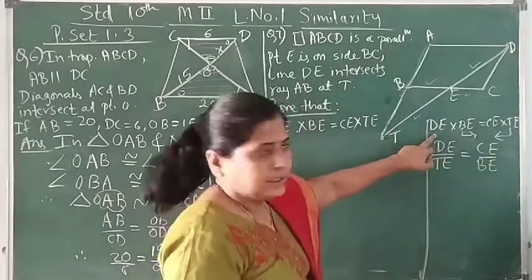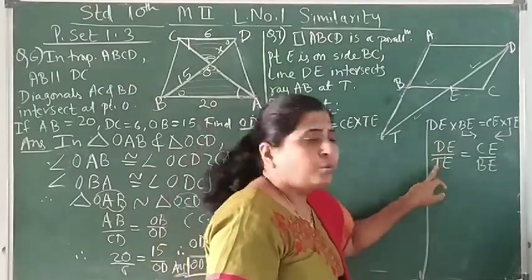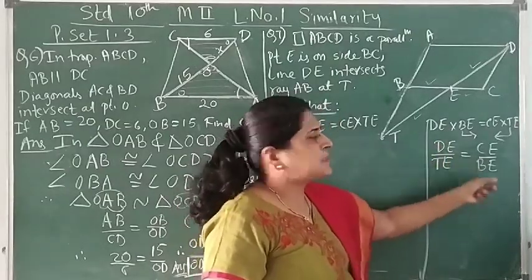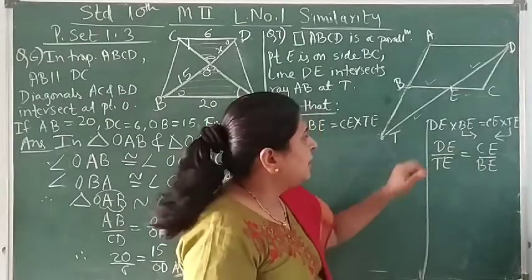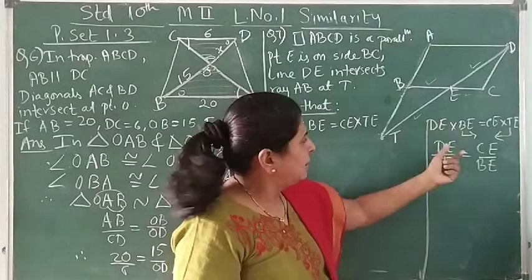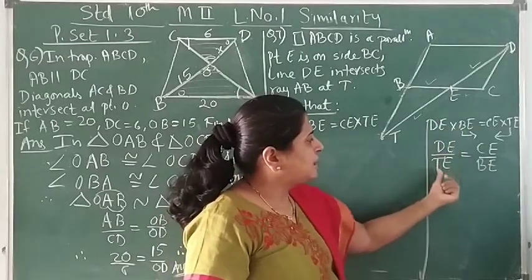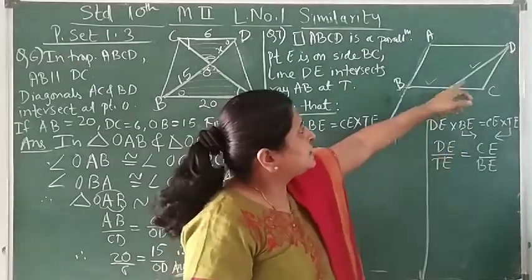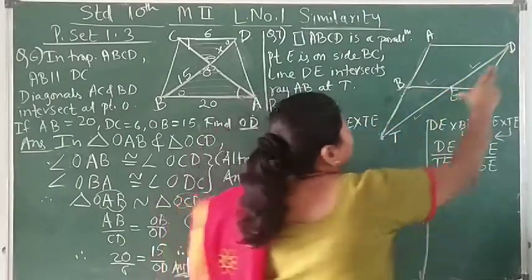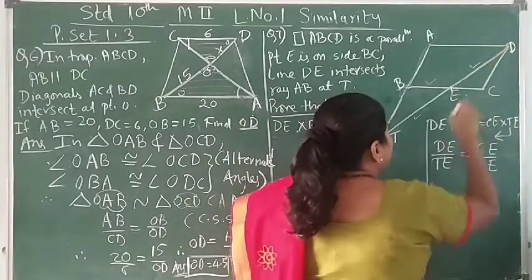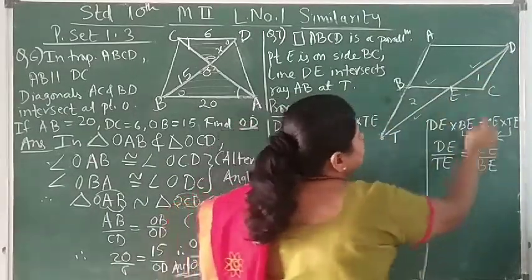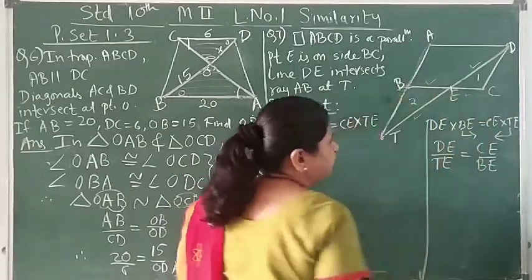Means to prove this, we will try to prove this first. Can we prove these two ratios are equal? Means are these four segments in proportion? Okay, how can we prove this? As I told you, try to take such a segment below this which is not in the same triangle. Means for DE upon TE, we have to prove this side of triangle number 1 with this segment of triangle number 2. And here CE upon BE.